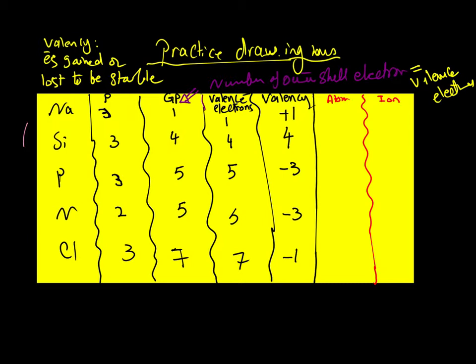Atom Na, it has 1 electron, just draw it, draw a dot. The ion, it will lose this electron, so the charge will be like this, 1+. The valency is a charge. Here, silicon, it has 4 electrons, 1, 2, 3, 4. Normally, it doesn't make ion, so I'm not going to draw it here.